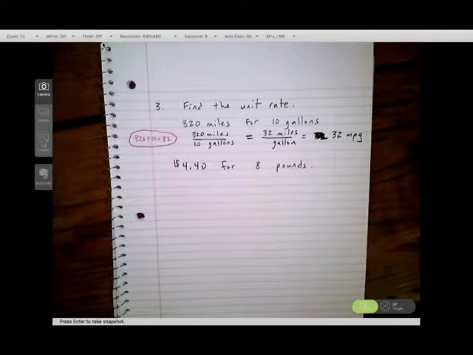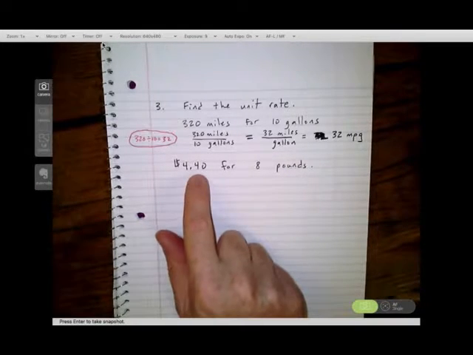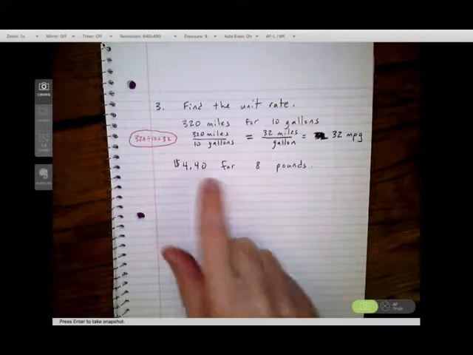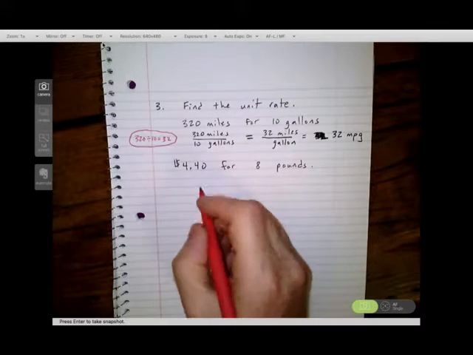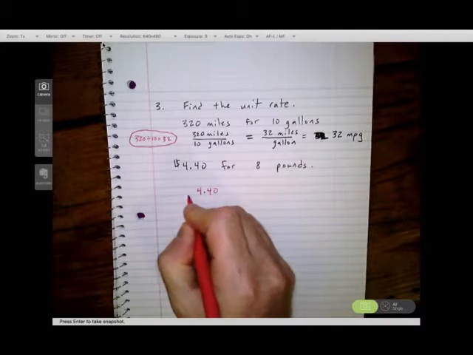So you do see unit rates really everywhere. They're all over the place. Okay, so let's say we spent $4.40 for 8 pounds of candy. How much was it for 1 pound of candy? So what I'm going to do here is I'm just going to divide. Okay, so 440 divided by 8.